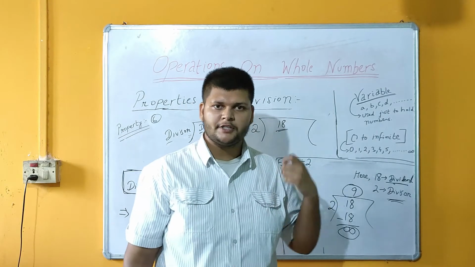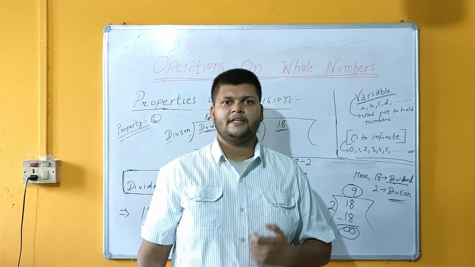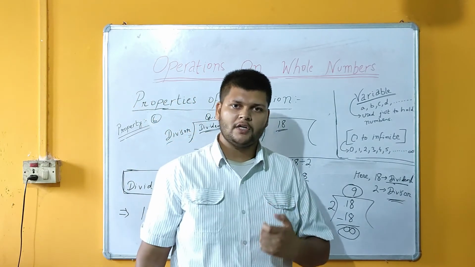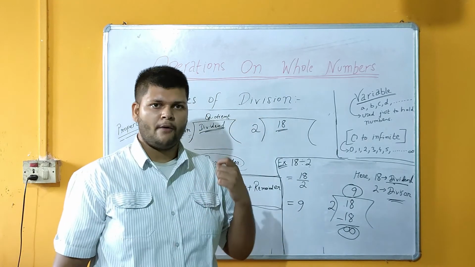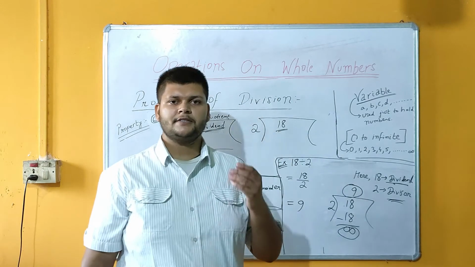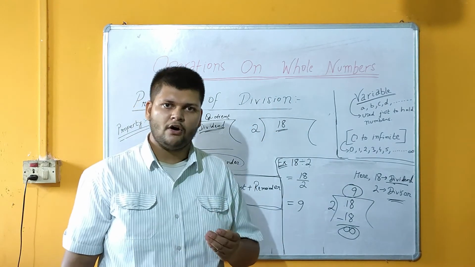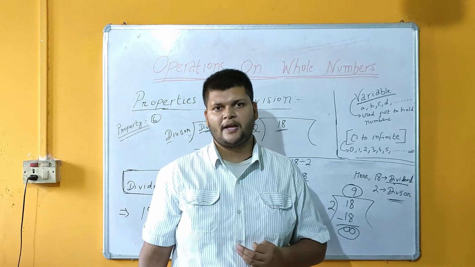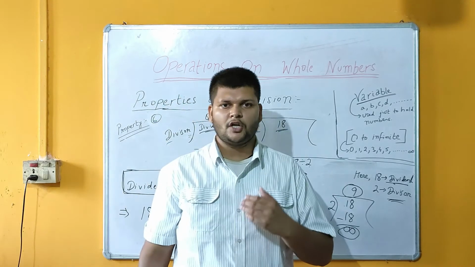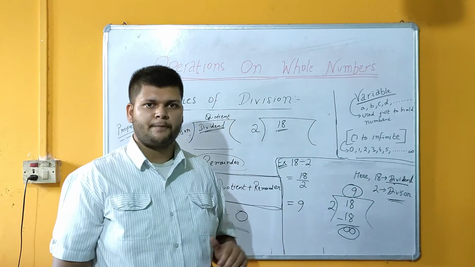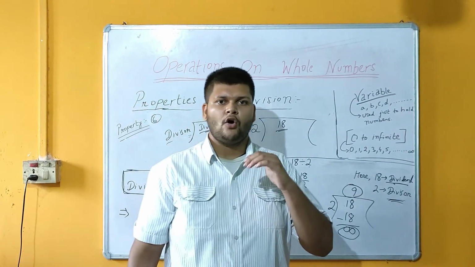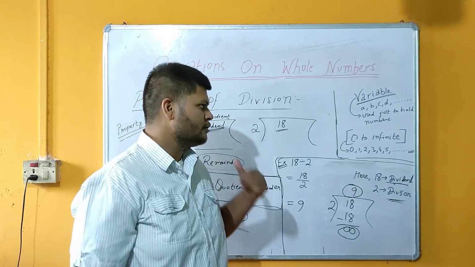By studying all these properties, I am very sure that you will not face any difficulty while performing operations on whole numbers. What are those four operations we have studied till now? First we studied the addition operation, second subtraction, third multiplication, and the fourth one is the division operation. By studying all these properties, you will be very clear about the concepts regarding whole numbers. That's all for today's class.